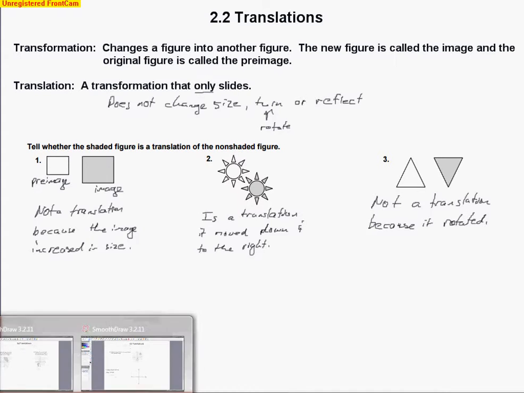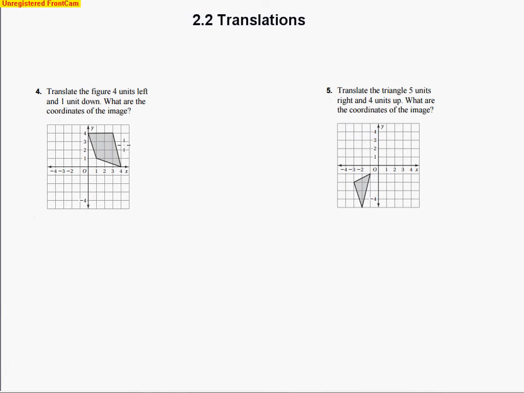Let's take a look at some other types. And here we've got to do some translations. So it says for us to translate or move. Basically all we're going to do is move or slide the figure. And then here's the directions to do that. 4 units left, 1 unit down. So we start with each of the vertices. The vertices are where the lines come together to form the figure. And we just go in that direction.